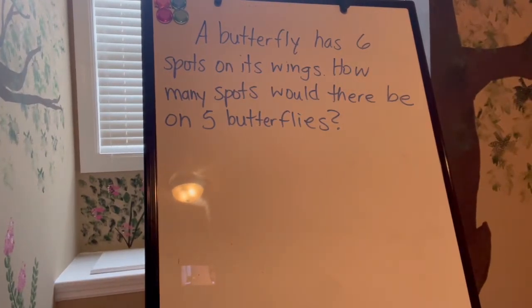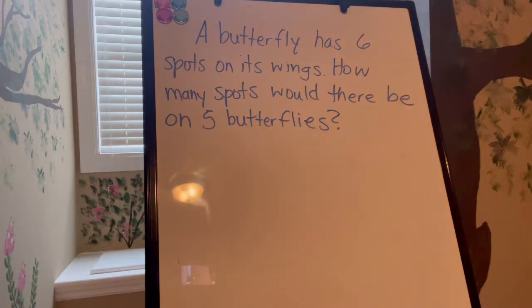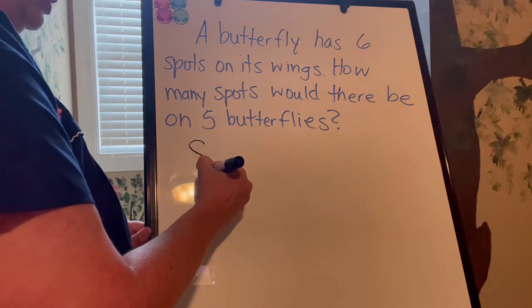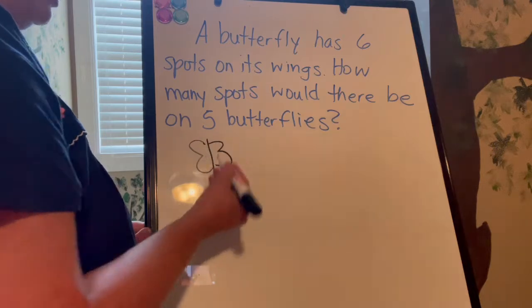And it says a butterfly has 6 spots on its wings. How many spots would there be on 5 butterflies? So we need to decide what kind of operation this is. I don't think it's subtraction like the ones that we've had because I'm not taking anything away. There's nothing left, okay? If I drew a butterfly, and y'all are going to learn that my drawings are not great, but I do my best.